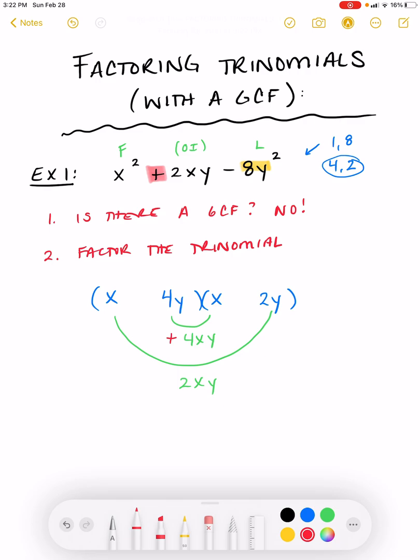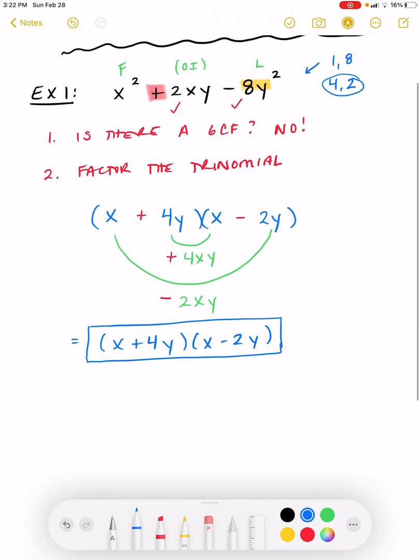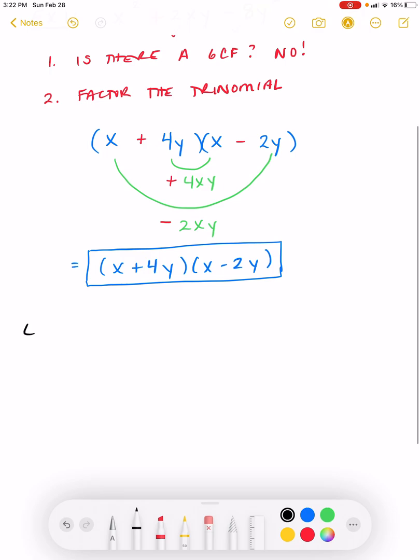So if we have a positive 4xy, take away 2xy, that's going to add to make 2xy, but multiply to make negative 8y squared. So let's put our signs in. It's going to be plus, minus. So the final answer, the factors are x plus 4y and x minus 2y. So again, we've had practice with multiplying these parentheses and expanding them out. But now what we're doing is practicing going backwards and taking these algebraic expressions and breaking them into parts. All right? So let's look at the next one.